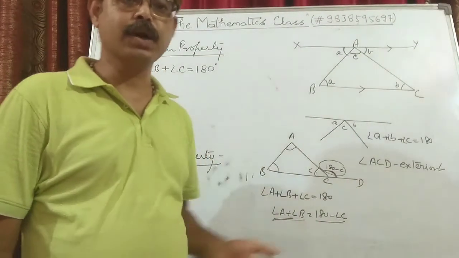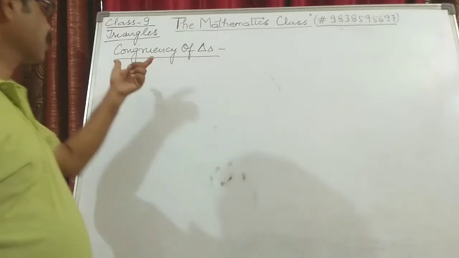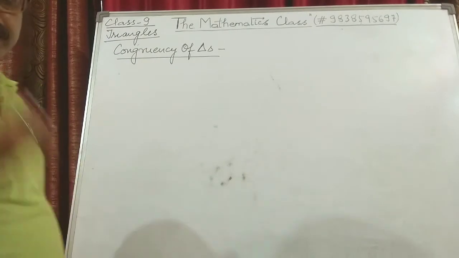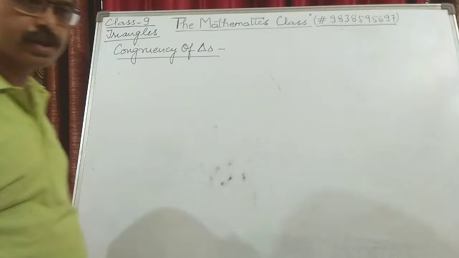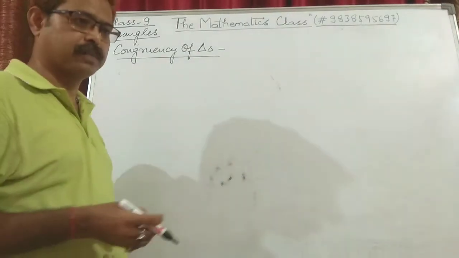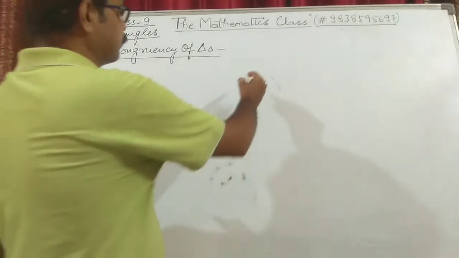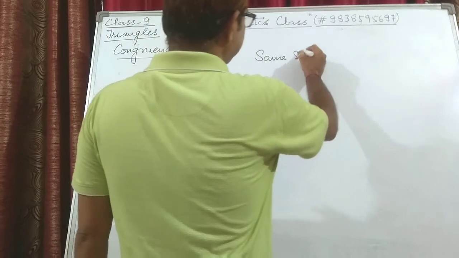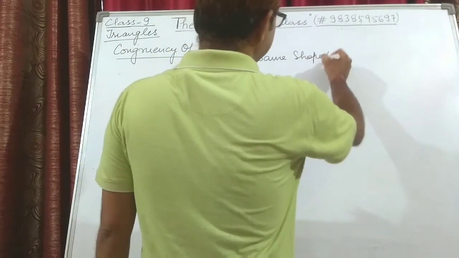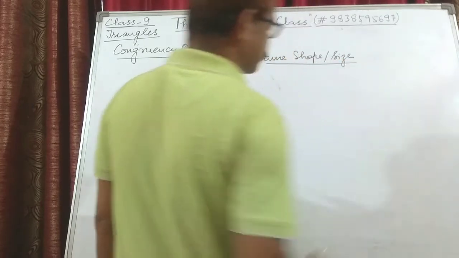Now it comes to congruence of triangles. We'll see what is there in that. The next topic is congruency of triangles. What is the meaning of congruency? Congruent figures or triangles or whatever. So first of all, what are congruent figures? Congruent figures are those which are the same in shape and size. Size should be equal and the same shape should be there.